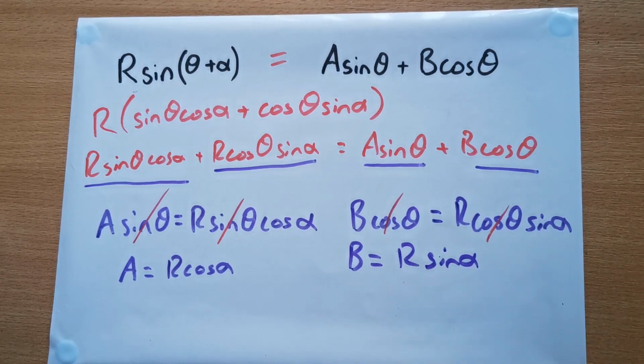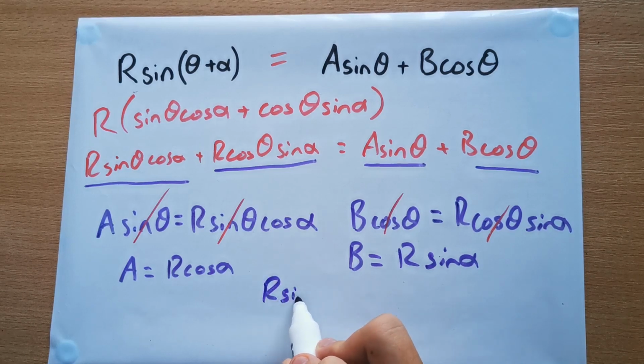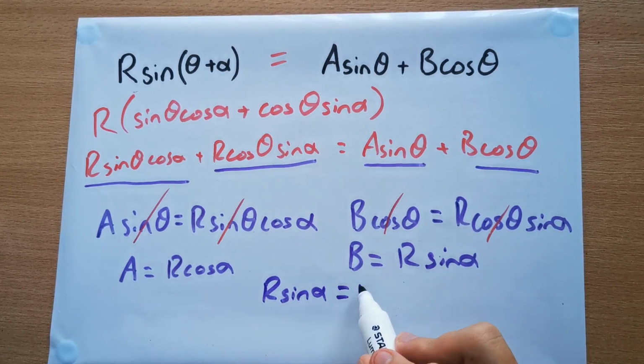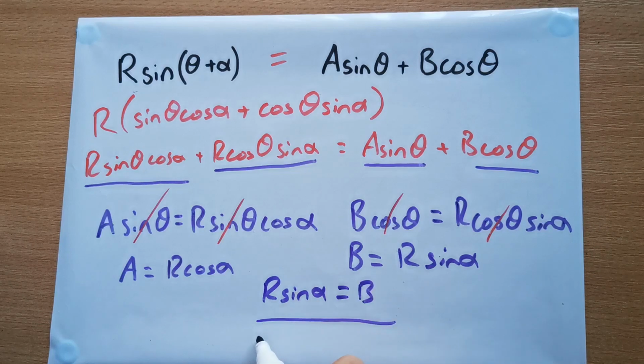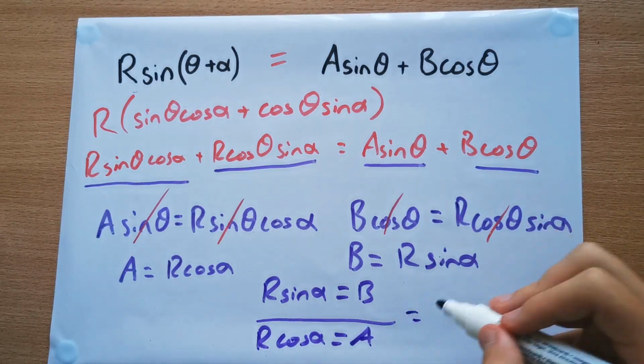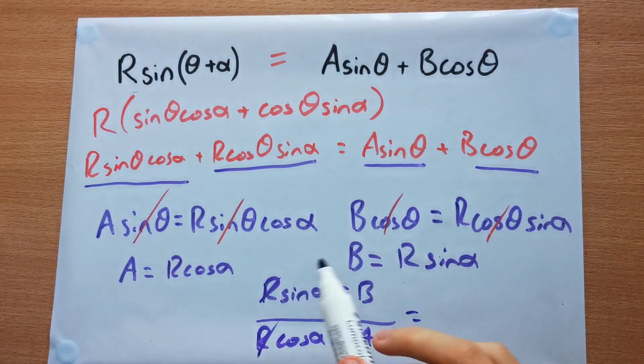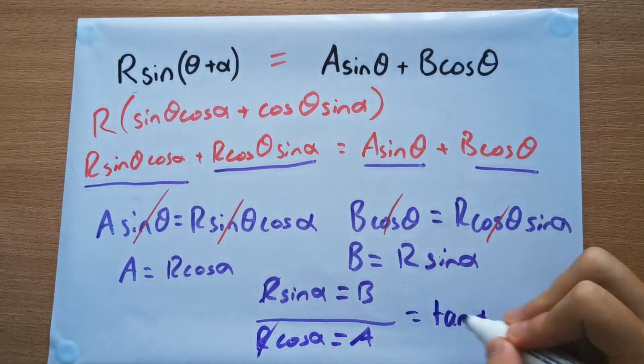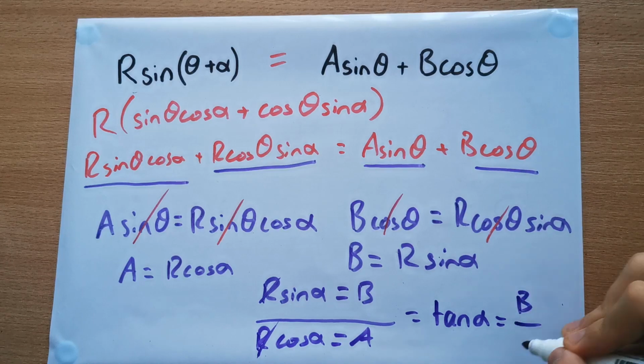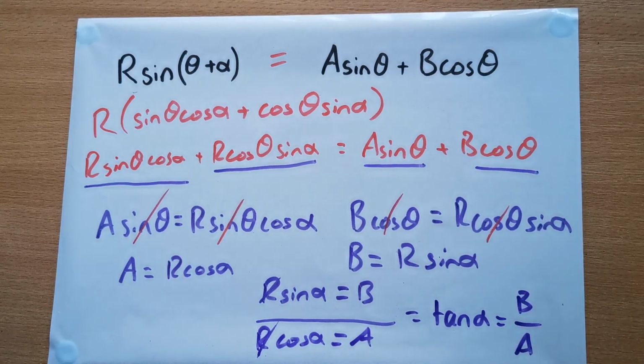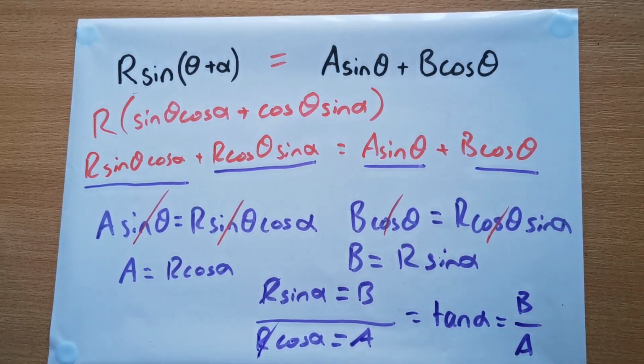So how do we get sine and cos into tan? Well, r sine alpha, which equals b, divided by r cos alpha, which is a, is equal to, the r is going to cancel, sine over cos is tan, so tan alpha equals b over a. And that's how you can work out tan alpha. So if you would type in tan to the minus 1 of b over a, you would get your answer in degrees or radians.